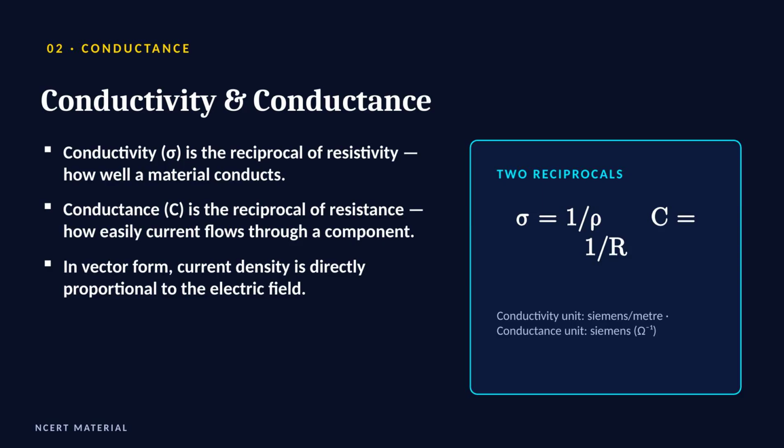Two closely related terms often confuse students: conductivity and conductance. Conductivity, sigma, is simply the reciprocal of resistivity. It tells you how well a material conducts electricity in general. Conductance, G, is the reciprocal of resistance. It tells you how easily current flows through one specific component. Its unit is Siemens, sometimes written as ohm inverse. Don't mix these two up in your exam.